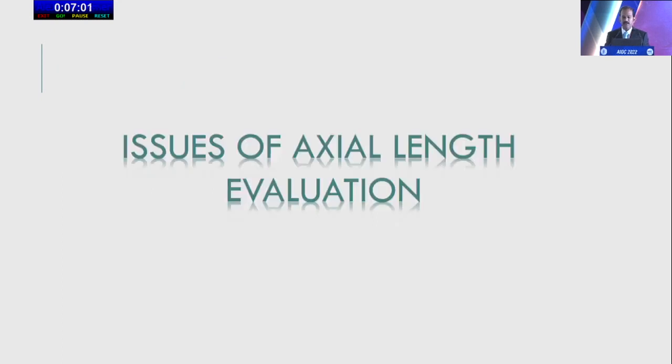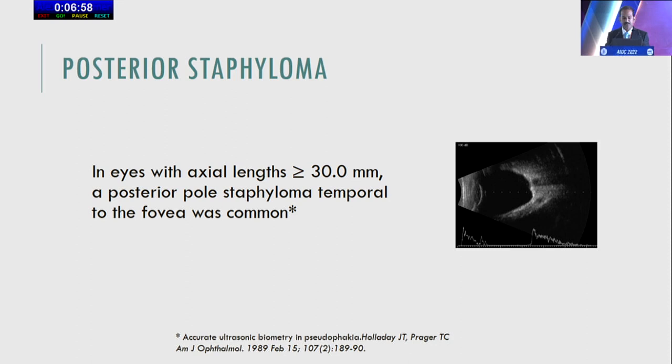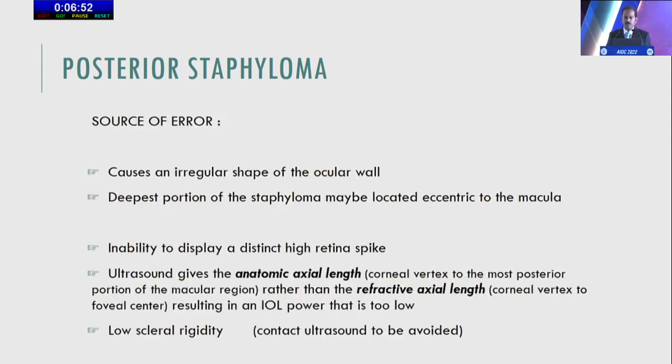Issues with axial length evaluation start with the higher axial lengths. In eyes with an axial length more than 30 millimeters, a posterior pole staphyloma temporal to the fovea is quite common. The cause of error in these cases is mainly the irregular shape of the ocular wall. Remember, the deepest portion of the staphyloma may be located eccentric to the macula.